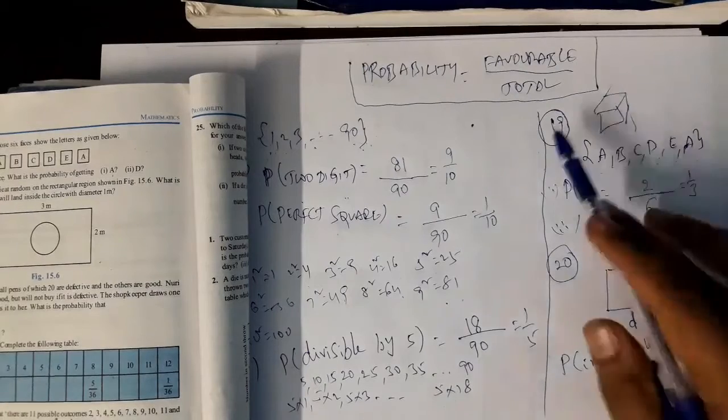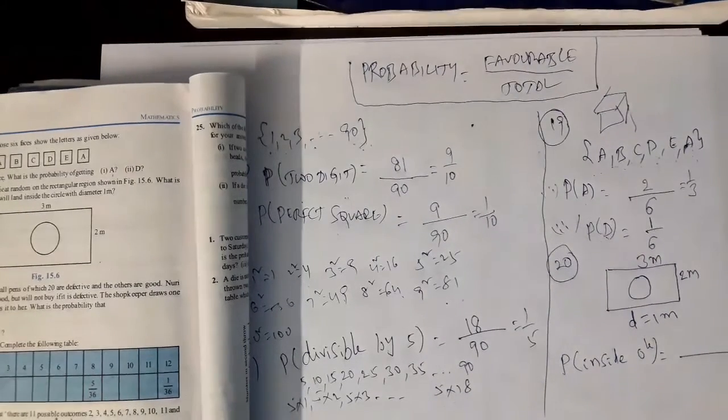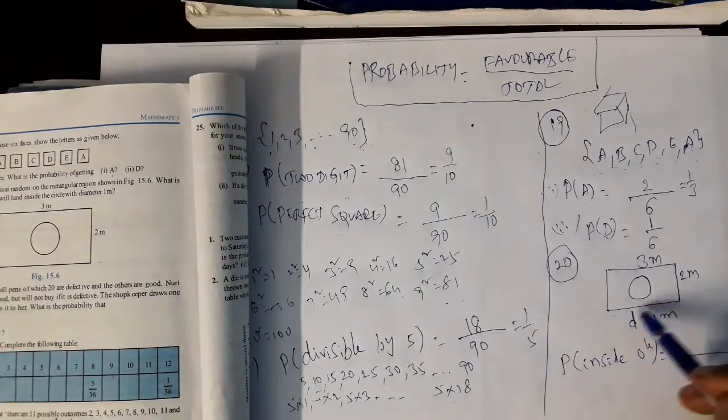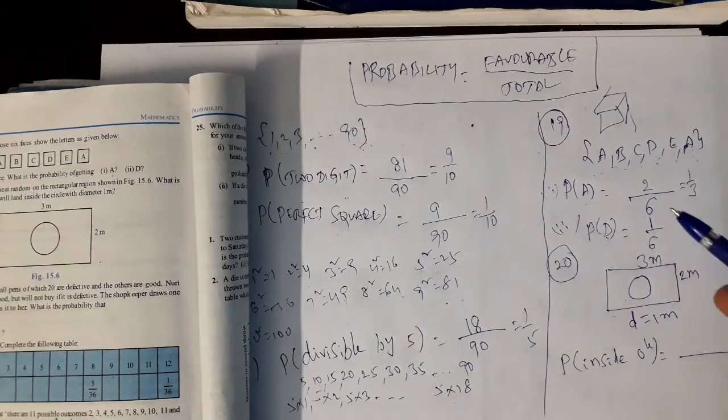Coming to the formula, the denominator is total. Intuitively we can say that the denominator is total. Total means this total area we can consider, right? Here in this case we are considering areas. In the denominator, total area means the total rectangular area. What is the area of this rectangle? Length into breadth, right? Coming to the numerator, the numerator is favorable. What is this event? Inside the circle. That is the event, right?